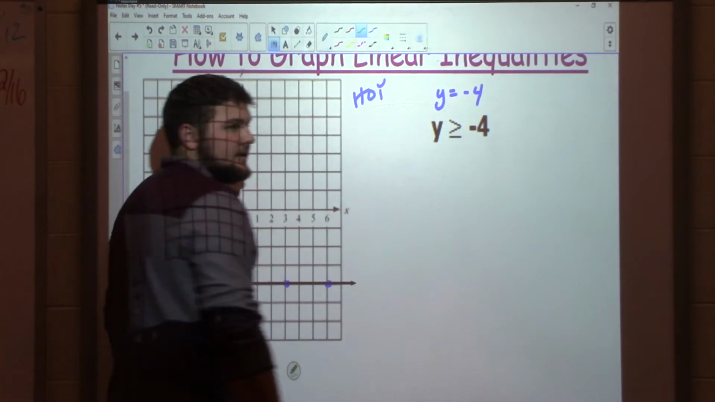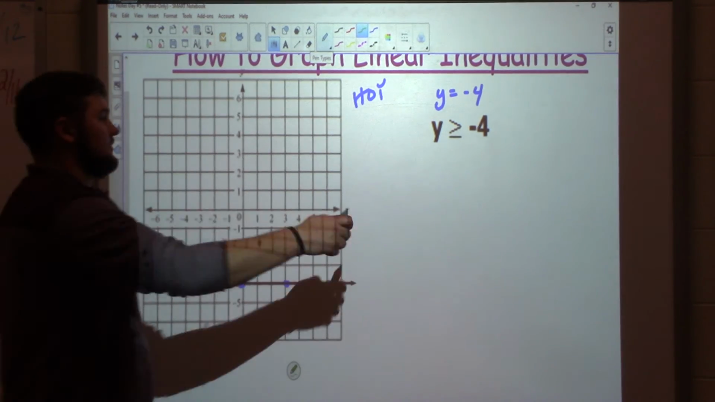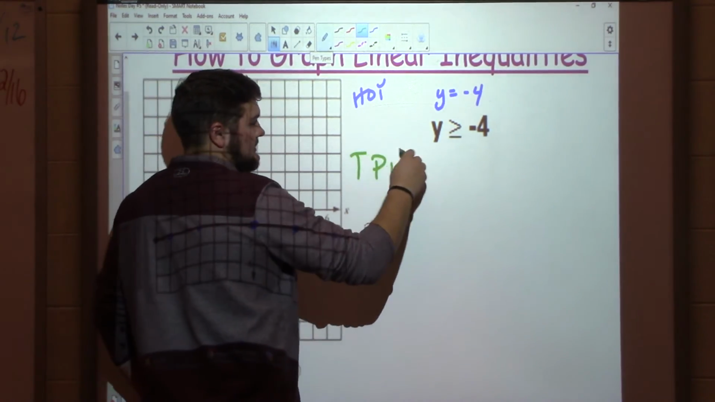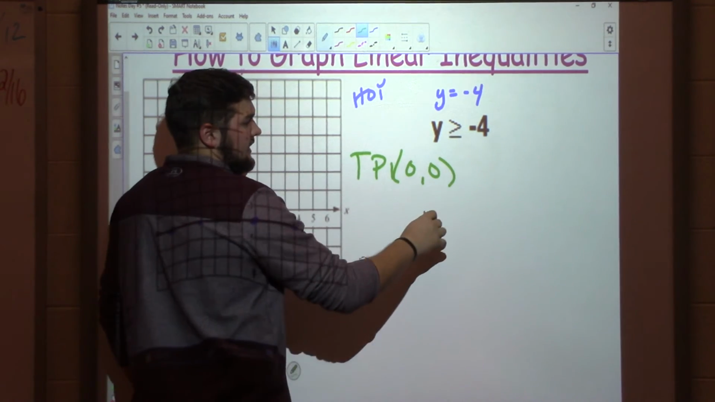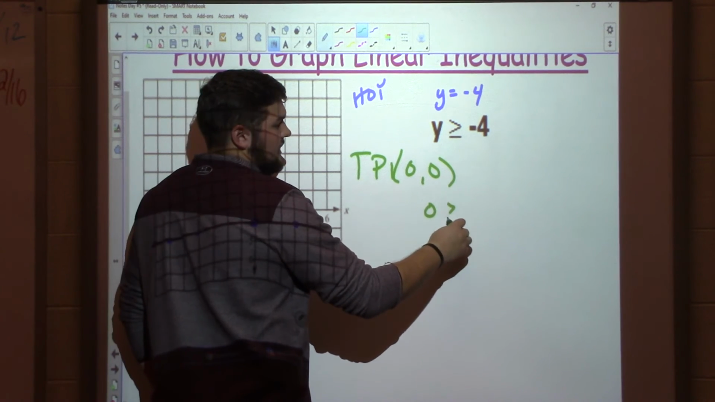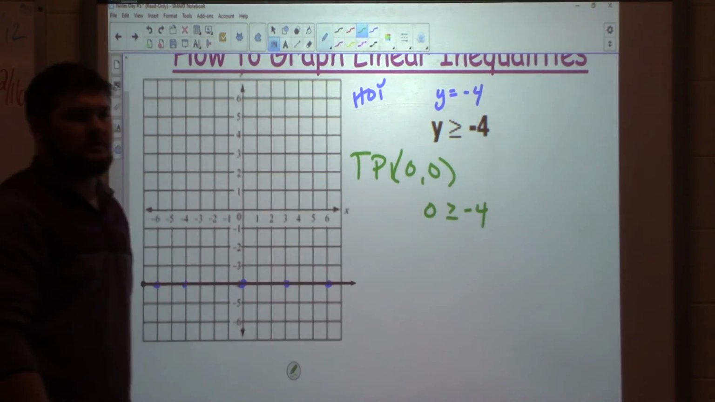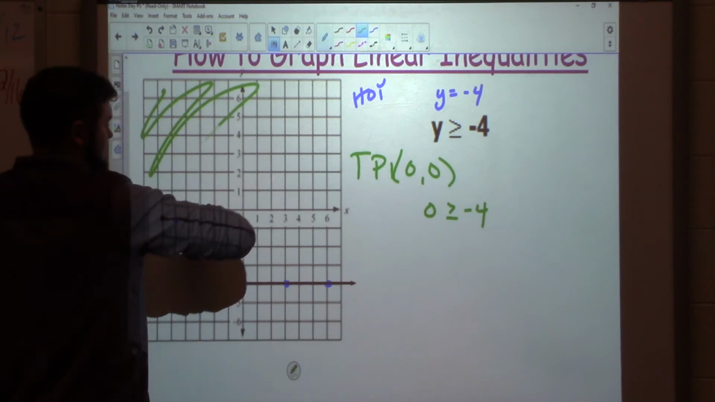Same thing then. Take a test point, (0, 0). If I plug it in, I get 0 is greater than or equal to negative 4. Is that true? Yes, so I shade this part up here.